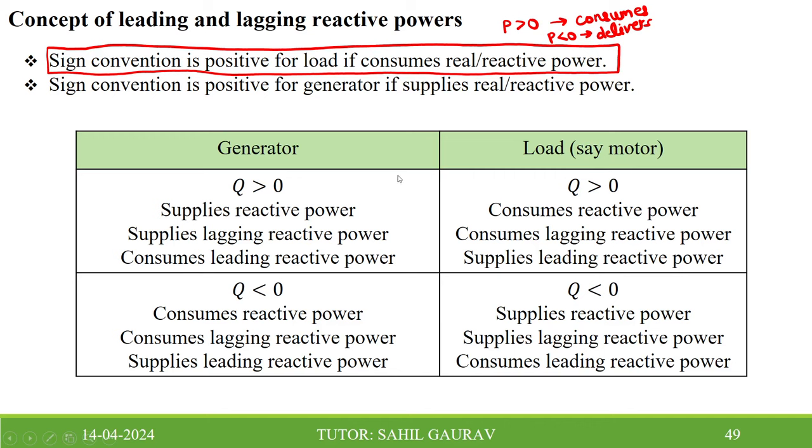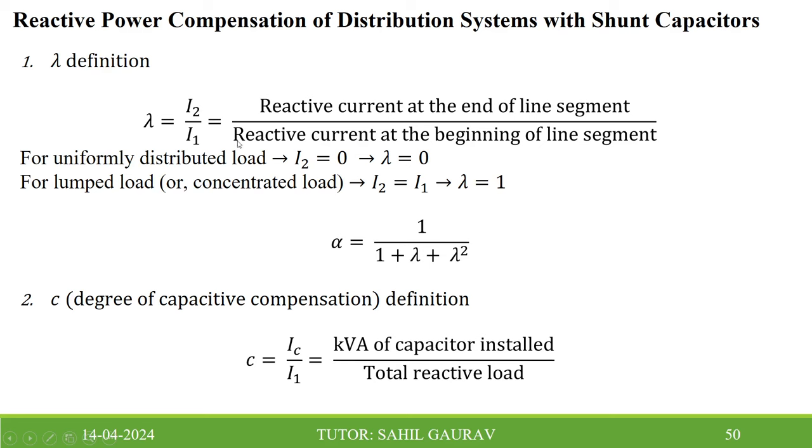So for generator and load, in this table you can see that Q positive means they supply reactive power, and negative means they absorb it. You can just quickly go through this table. Now we have reactive power compensation in a distribution system with a shunt capacitor.